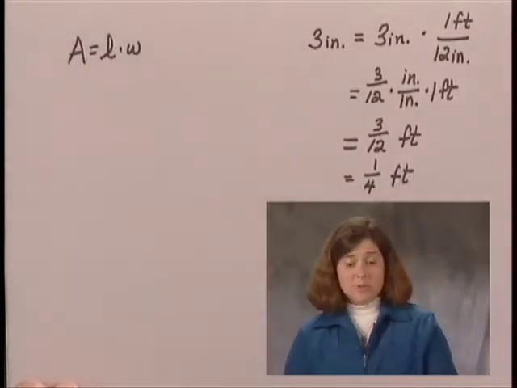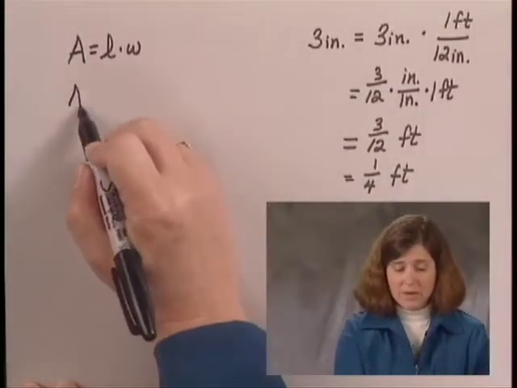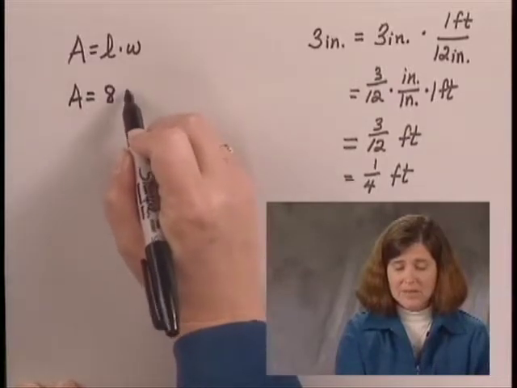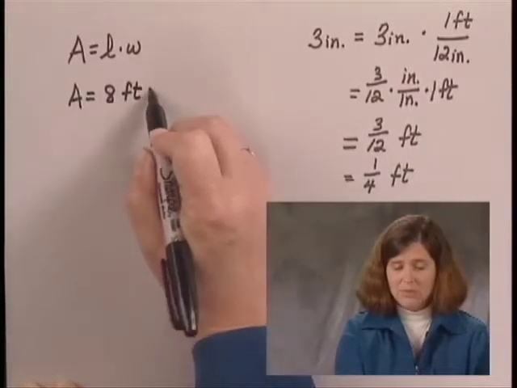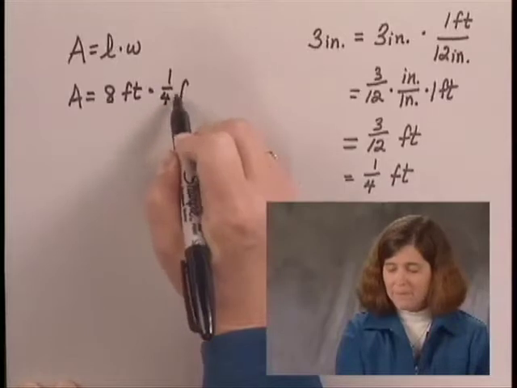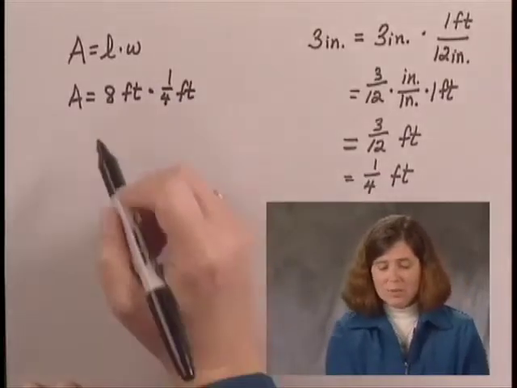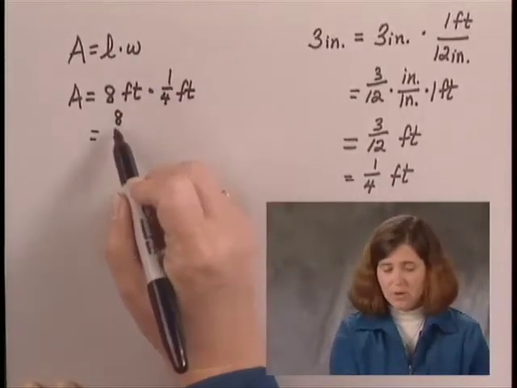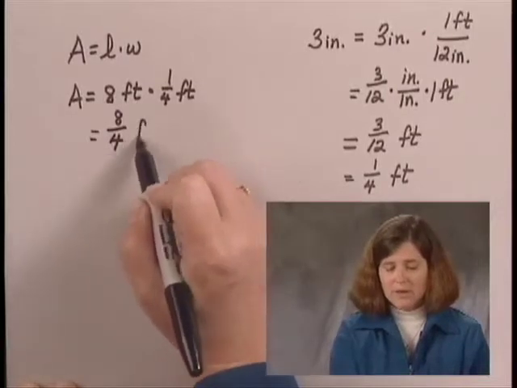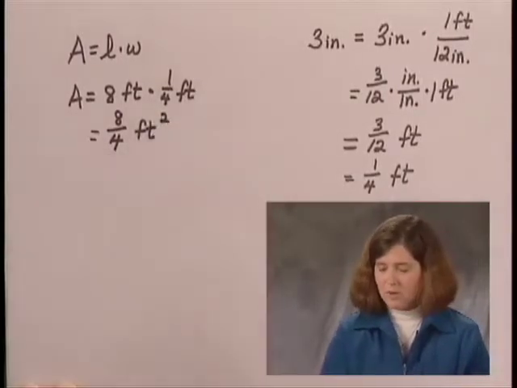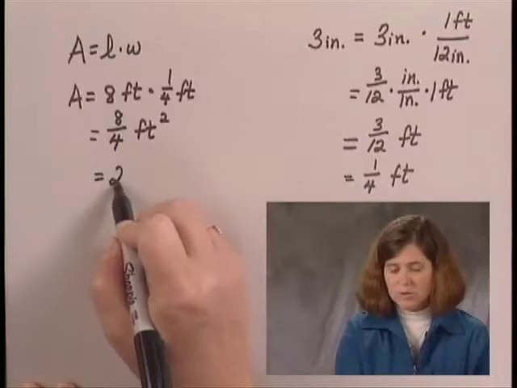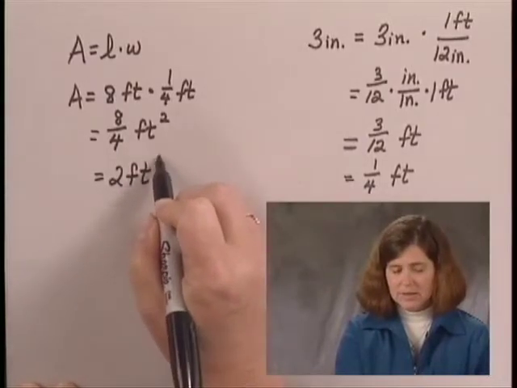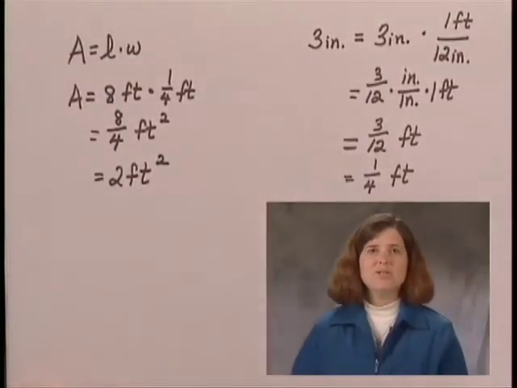Now we can substitute. The length of the rectangle is 8 feet, and the width is 1/4 foot. Multiplying, we have 8 over 4 square feet, or 2 square feet. So the area of this shaded region is 2 square feet.